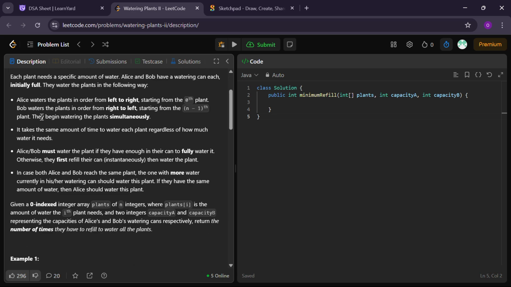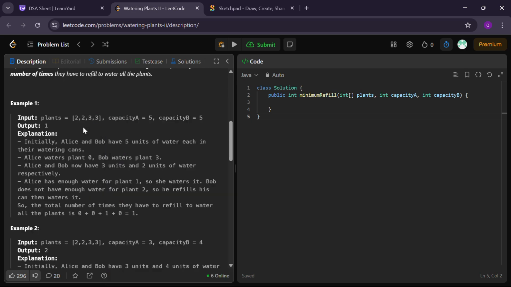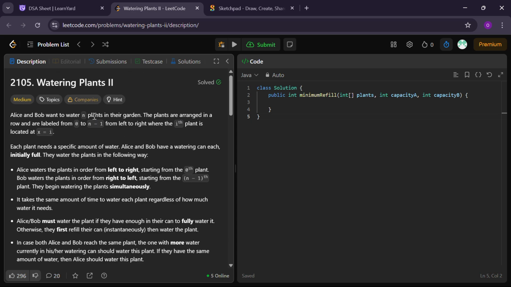Now let's see next. Each plant needs a specific amount of water. Alice and Bob have a watering can each, initially full. They water the plants in the following way. Alice waters the plants in order from left to right, starting from the 0th plant. Bob waters the plants in order from right to left, starting from the n minus 1th plant. They begin watering plants simultaneously. That simply means Alice starts from the very first index, the 0th index, and Bob starts from the very last index. The first part is clear.